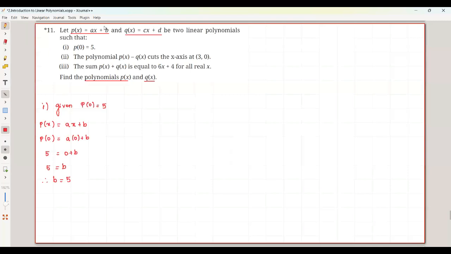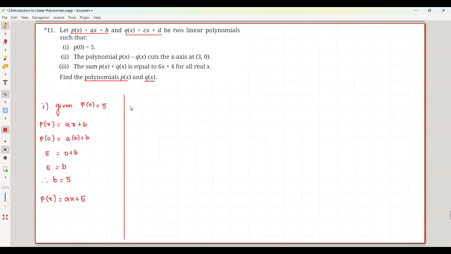Therefore in P of x, in the place of b, I can just write 5. So we just found out the b value. Next, I have to find out the a value, c value, d value. By using the second condition, we cannot get anything, so I'm going to the third condition. From the third condition, we can get the c and d values.